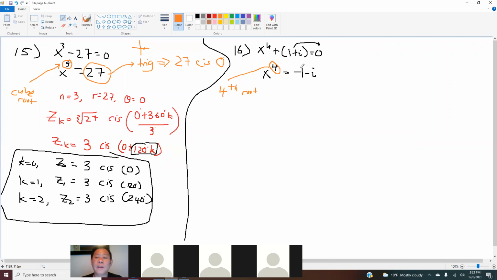Okay. And we have to convert this -1 minus i into the trigonometric form, like what we did in number 15. Again, it is not as nice as what you did last time, because this is in the third quadrant. So can someone tell me what is the r in this case, and your theta in this case?